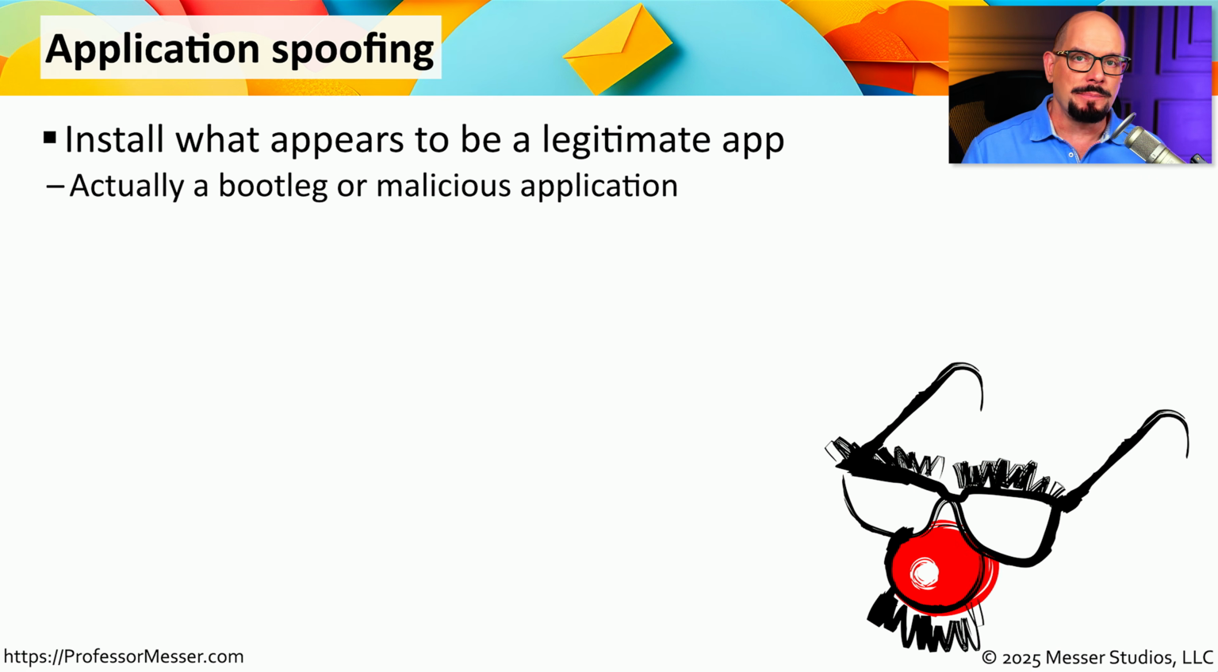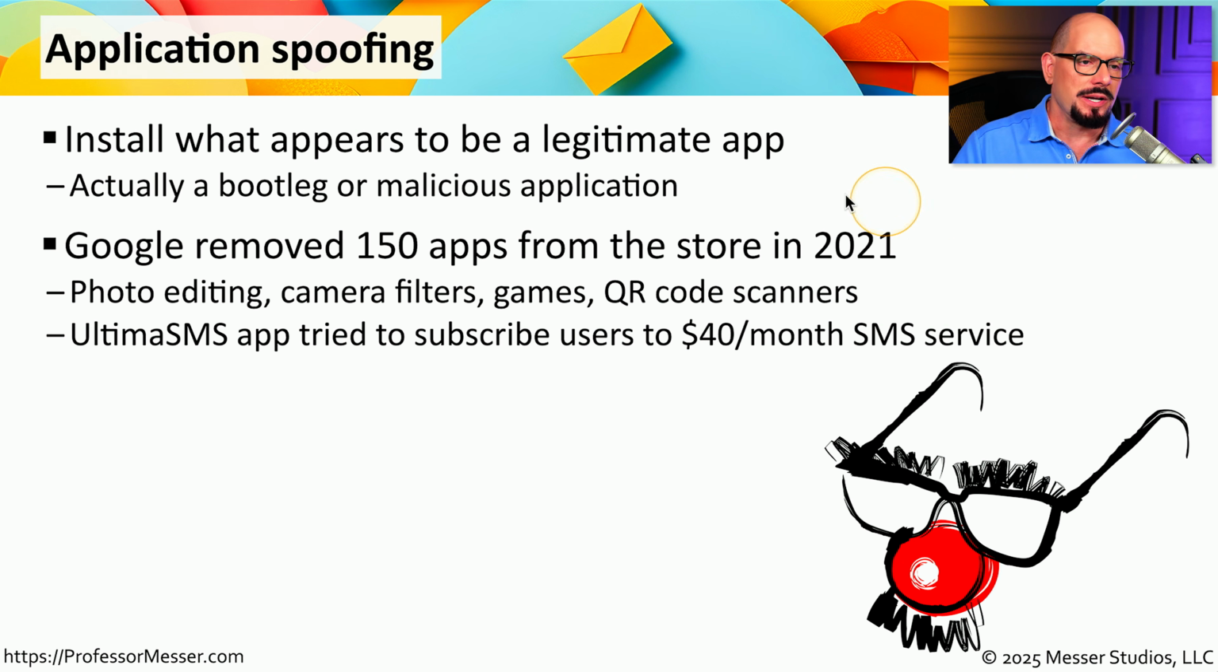Sometimes downloading an application from a trusted app store isn't enough to keep your system safe. There could be situations where you might download an app that looks normal, but when you download it, it turns out to be an illegitimate application. A good example of this is the process that Google went through in 2021, where they removed 150 apps from their app store. And these were apps that did a lot of different things.